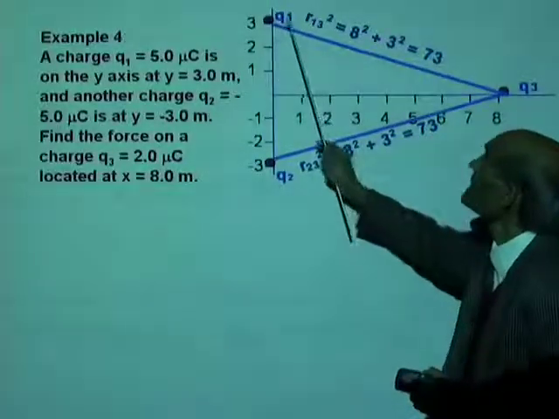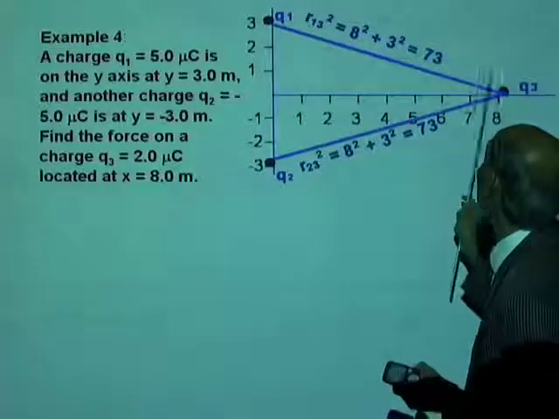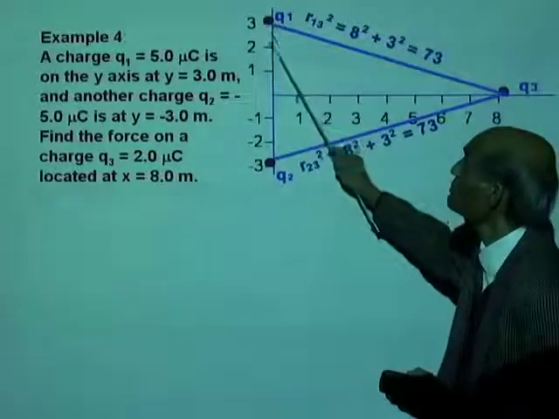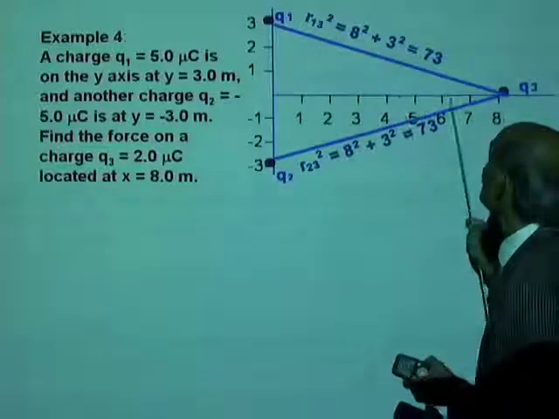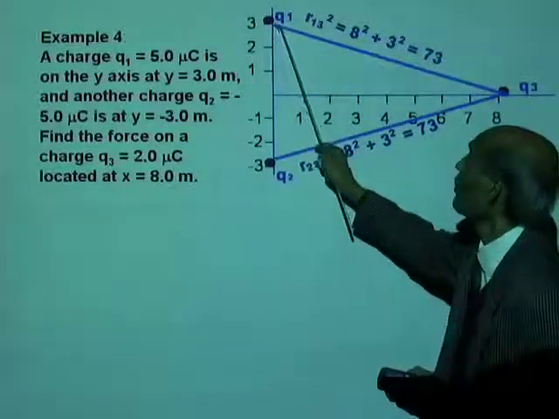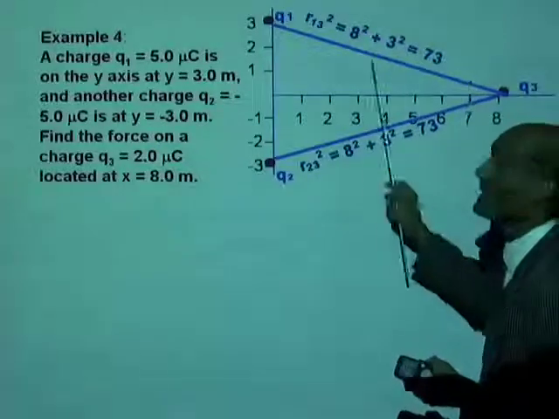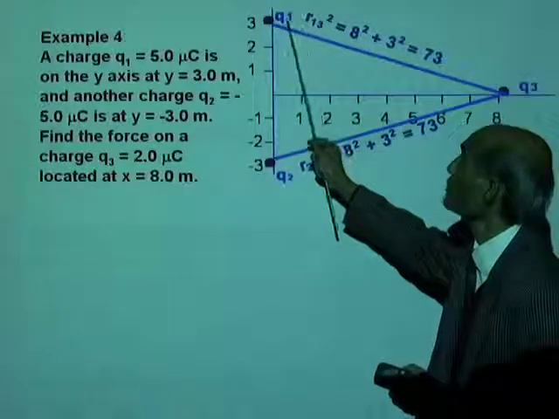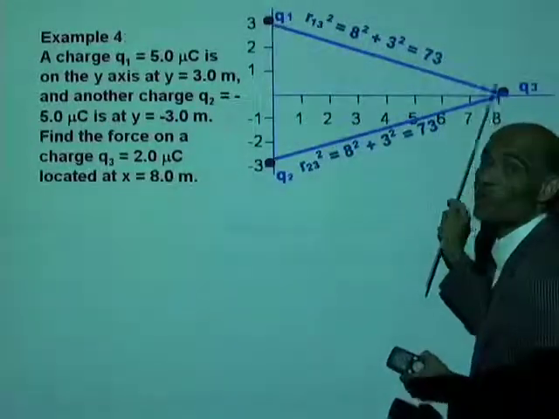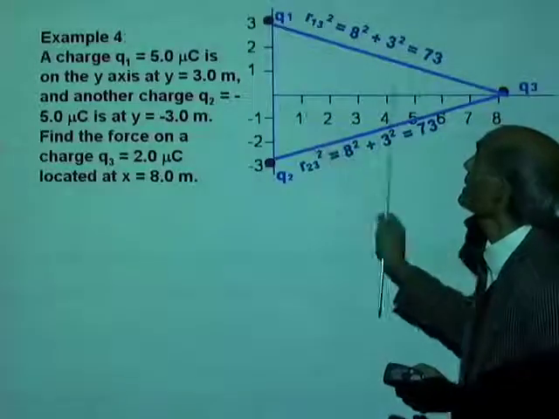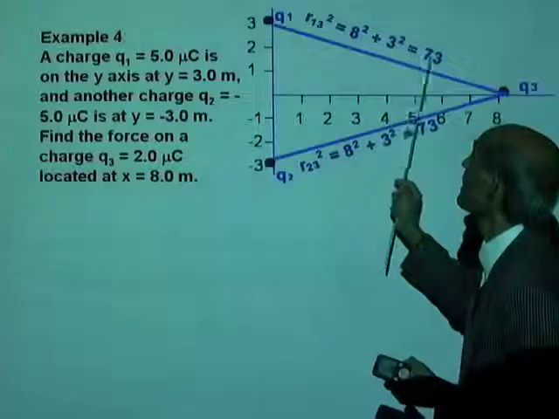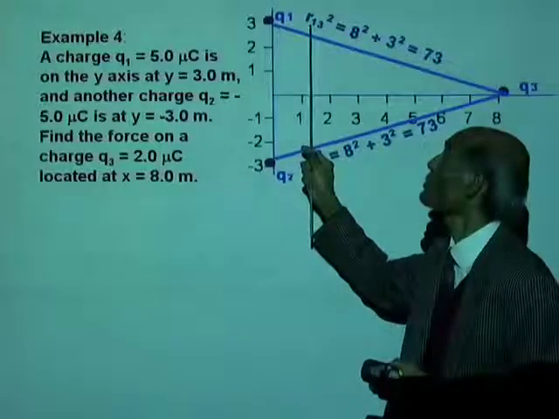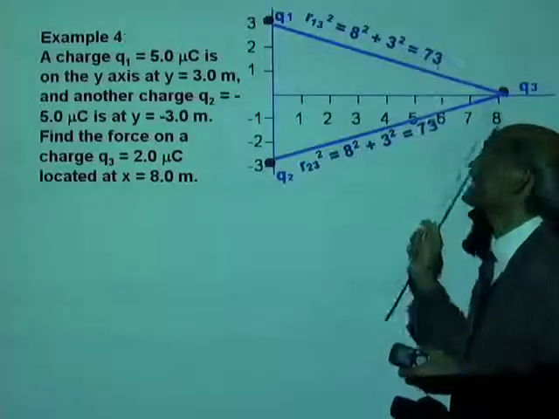But look at this. We need the distance between charges Q1 and Q3. If you notice, this is the origin. This distance is 3 meter. And this distance is 8 meter. And therefore, this is the hypotenuse of that triangle. R13 squared. What does R13 stand for? Distance of charge Q1 from Q3. R13 squared is 8 squared plus 3 squared equal to 73. So where in the calculation we need the square of this distance, we will use 73.